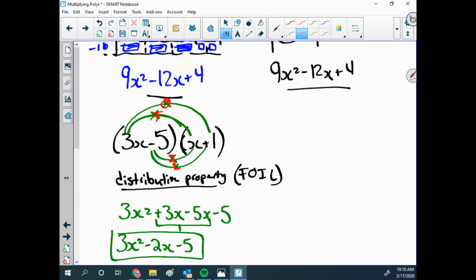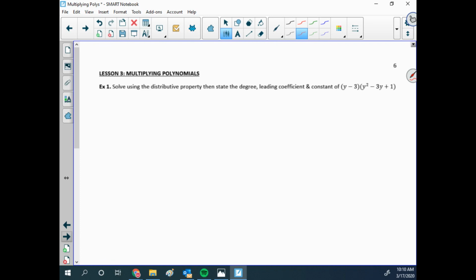Okay. So with that being reviewed, let's go into where we would have left off. So where we would have left off is multiplying polynomials. So we're taking larger polynomials and multiplying them together.